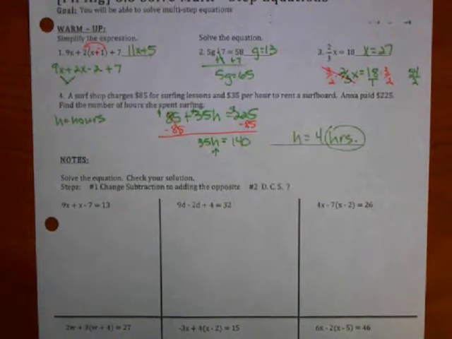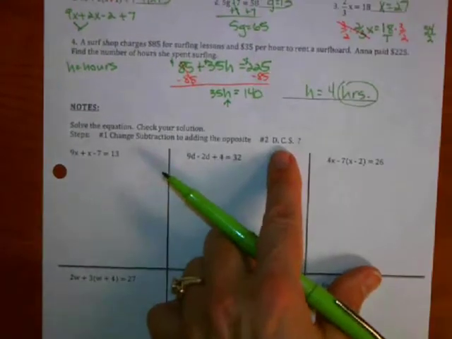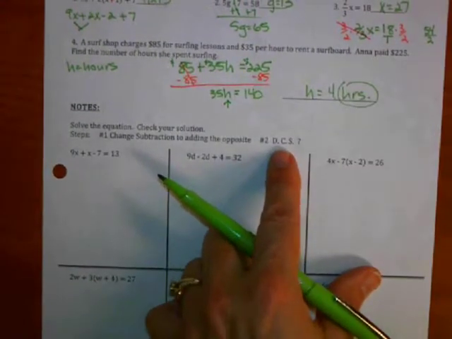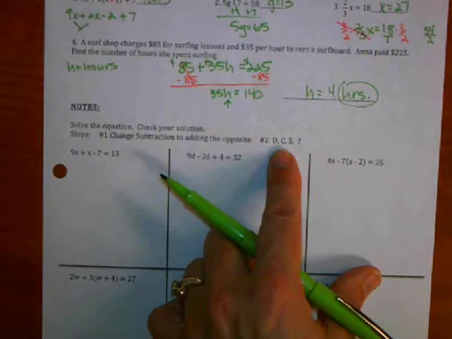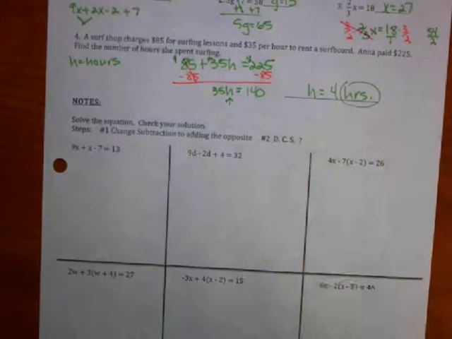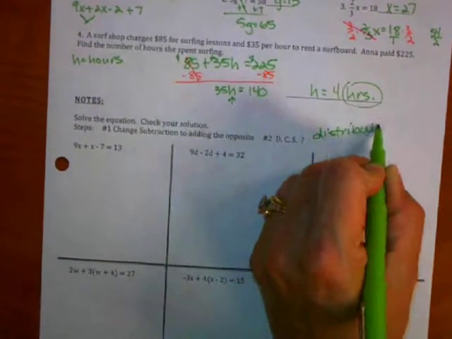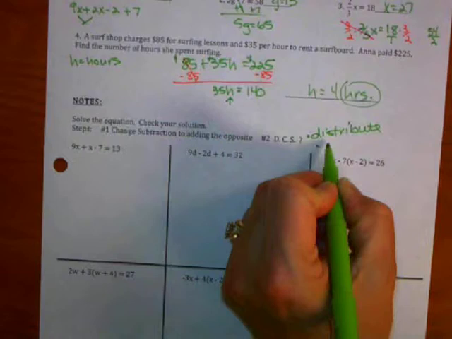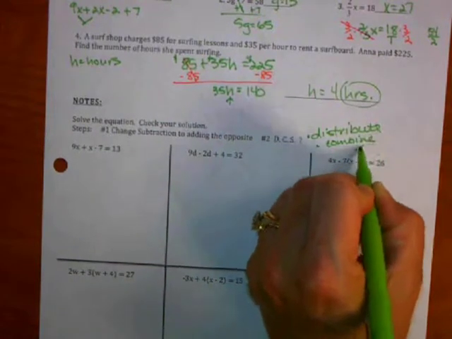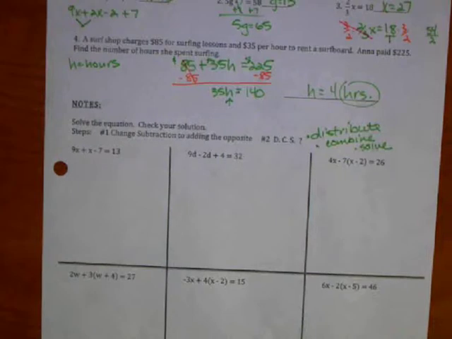Okay? All right. So steps: change the subtraction to adding the opposite, and DCS, what does that stand for? Not Dexter Community Schools, although it does, but in math, what does it stand for? Remember? What does the D stand for when you're solving? Yeah, Garrett. Distribute first, if needed, then combine, then solve. If you keep that order in mind, you'll do fine. Distribute, then combine, then solve.